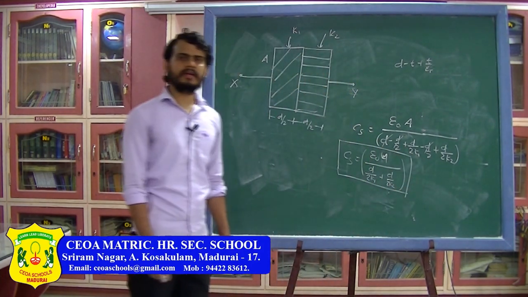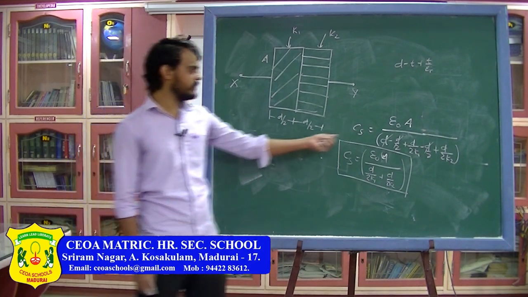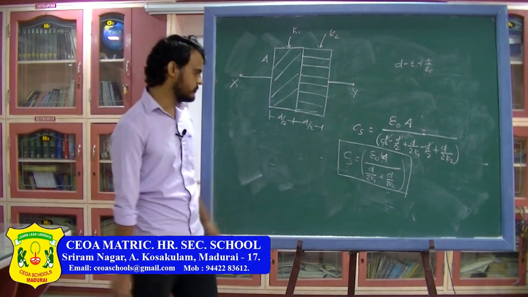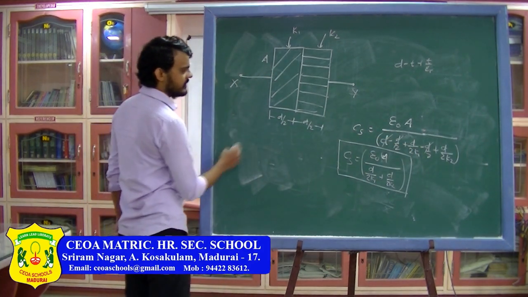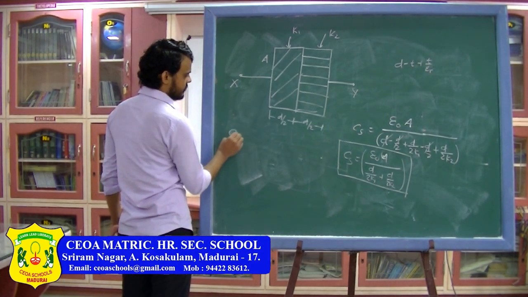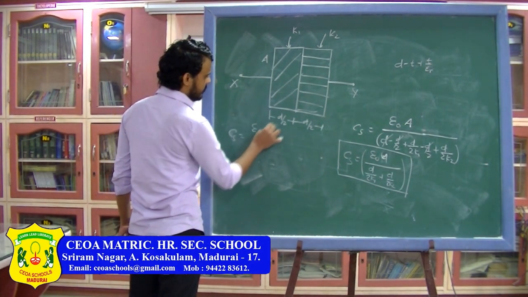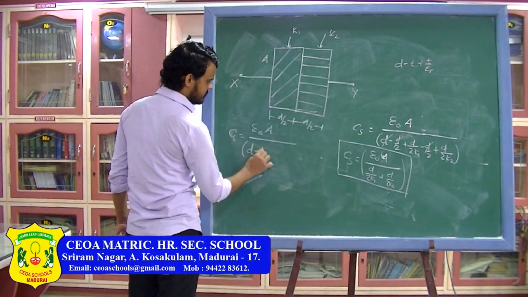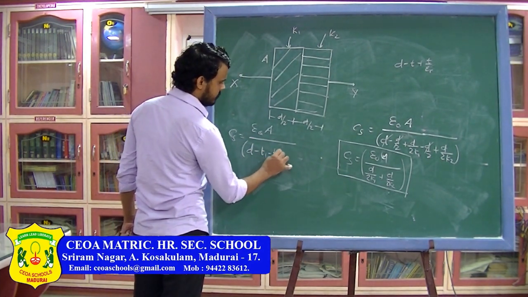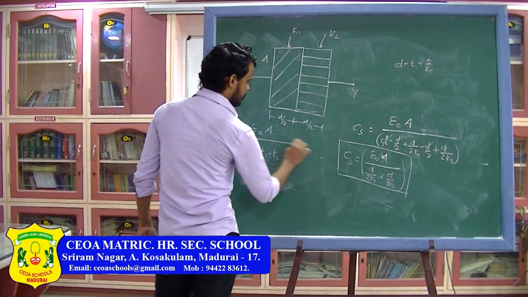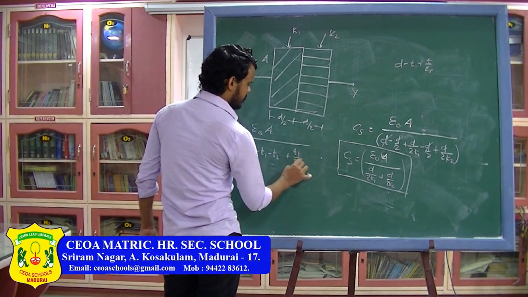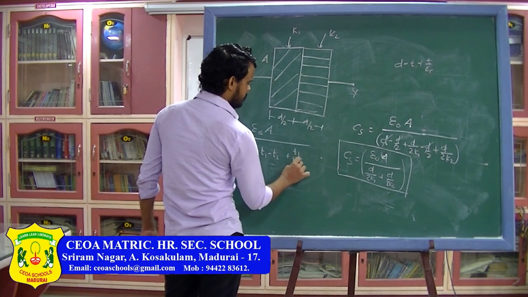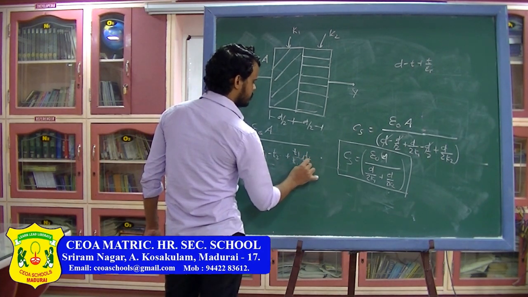So here if there are more than 2 plates, then you have to extend the formula for more than 2 plates also. So here for more than 2 plates the formula can be written as Cs is equals to epsilon naught A divided by d minus T1 minus T2 and so on, plus T1 by K1 plus T2 by K2 and so on.